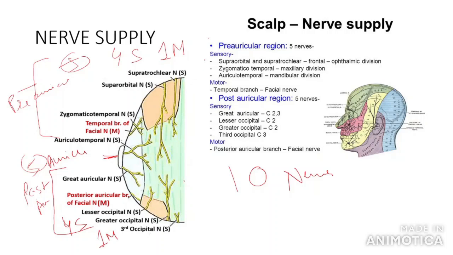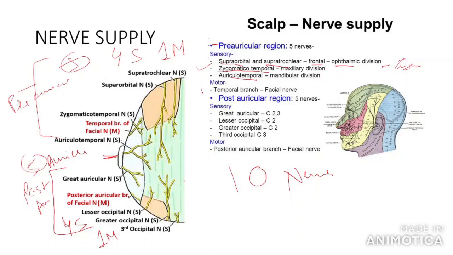So what are these branches? See, in your preauricular region, sensory, you have supraorbital, supratrochlear. They are a branch of frontal division of ophthalmic division of trigeminal. Okay, so it is a long way. When you'll have to learn later on कि कौन से nerves and nerve के branches, उसके branches. So we'll start from basic. So this is your supraorbital, this is a supratrochlear, then you have zygomaticotemporal, okay, then you have auriculotemporal.